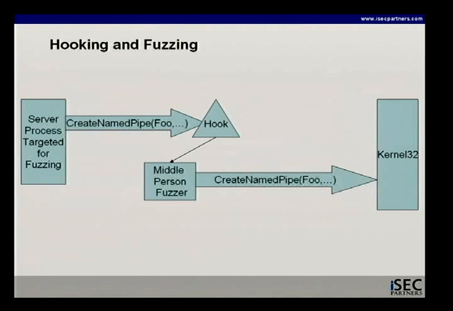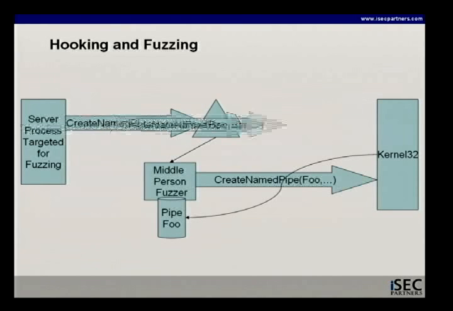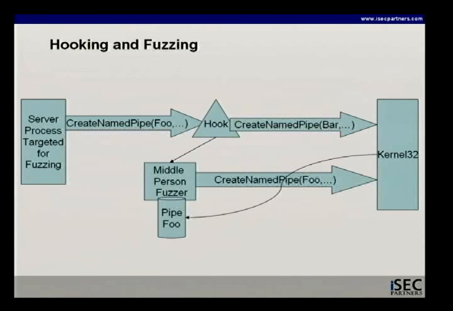What the middle person fuzzer does is it goes ahead and creates the named pipe that the server wanted. So it says, hey, kernel32, can I have a named pipe called foo? Sure, says the kernel. Then the hook says, all right, I'm going to just change the name of the pipe that we create on behalf of the server to bar. And then the operating system gives the actual server back a different pipe.